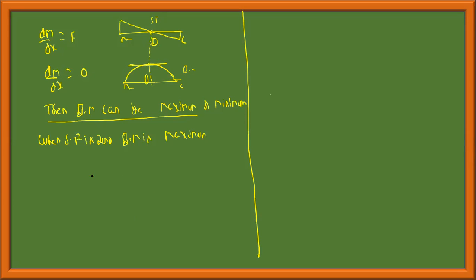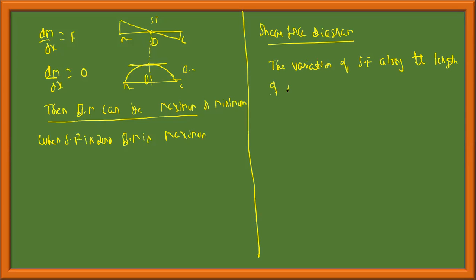So we discussed shear force and bending moment. So what is a shear force diagram and a bending moment diagram? Shear force diagram: the variation of shear force along the length of the beam is called a shear force diagram. The plot of variation of shear force along the length of the beam is called a shear force diagram.